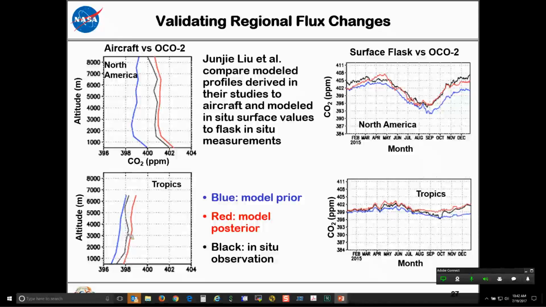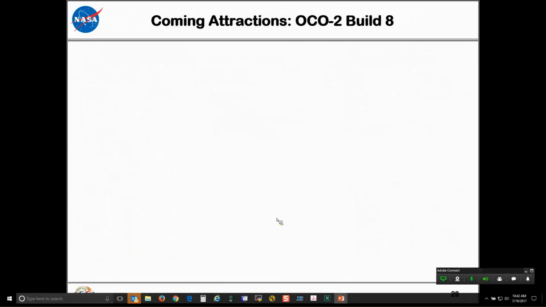We need far more of these measurements over a much larger part of the globe, especially in the tropics, to actually do a full validation of fluxes. This is an outstanding issue. We don't have a solution for this yet. We really need to work harder on this. You guys might be able to help.